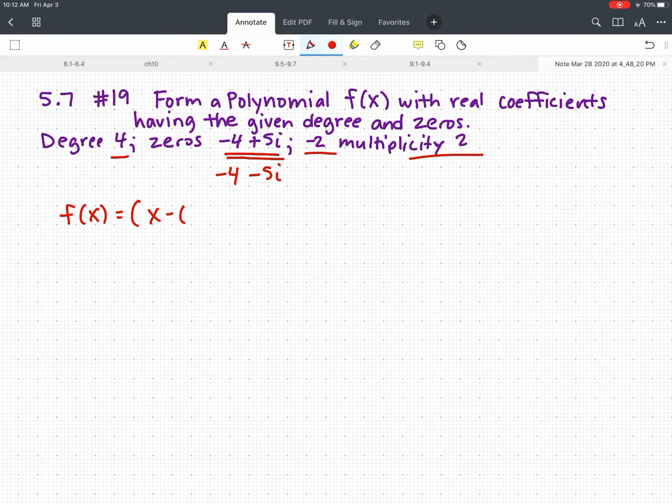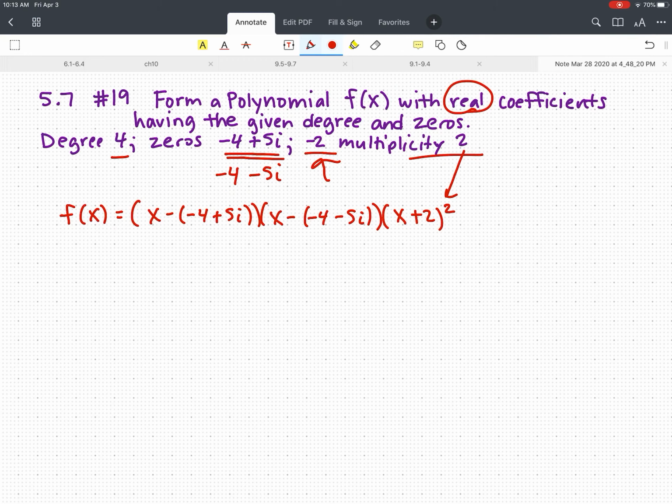So it's going to be x minus, and then the zeros. So x minus negative 4 plus 5i times x minus negative 4 minus 5i times, here we have a real 0, negative 2, so it'll be x plus 2, and then multiplicity 2, so that corresponds to an exponent here. That real 0 is being squared, giving it multiplicity 2.